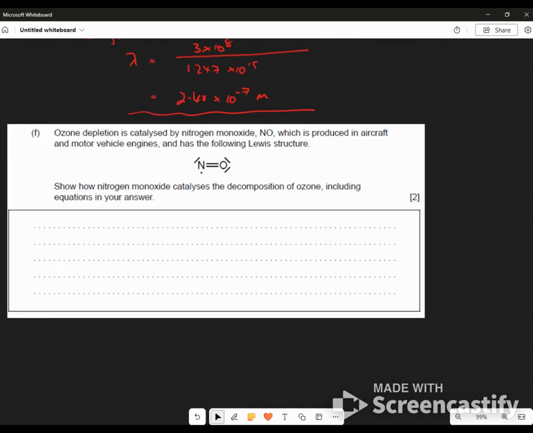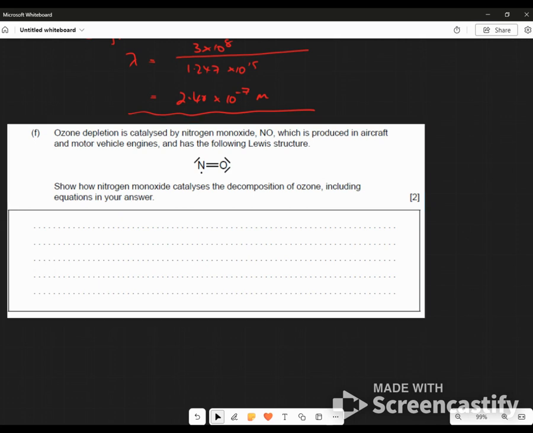Okay, so this one's about nitrogen monoxide and its catalytic effect on the ozone layer. Ozone depletion is catalyzed by NO, which is produced by aircraft and motor vehicle engines, as the following Lewis structure shows. Show how nitrogen monoxide catalyzes the decomposition of ozone, including equations in your answers.